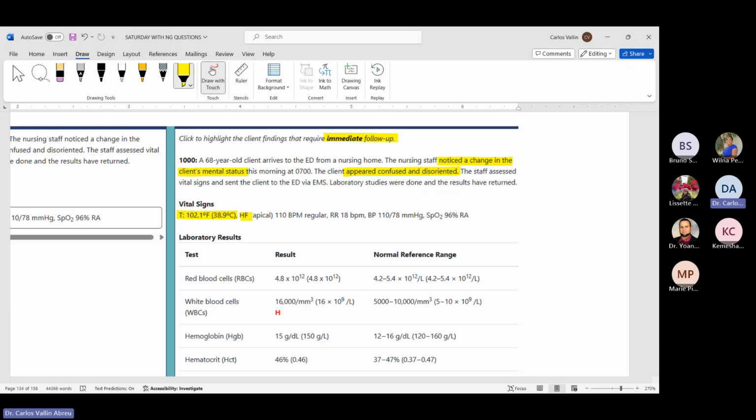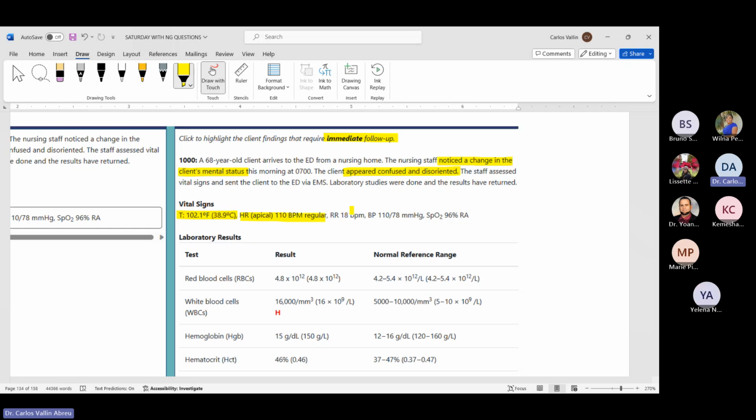Tachycardia is important. It translates distress, activation of the sympathetic nervous system, but the respiration is normal. This normal respiration suggests that the infection is not in the lungs, not in the respiratory system. It could be in other parts. And the blood pressure, I cannot highlight the blood pressure because it is normal.